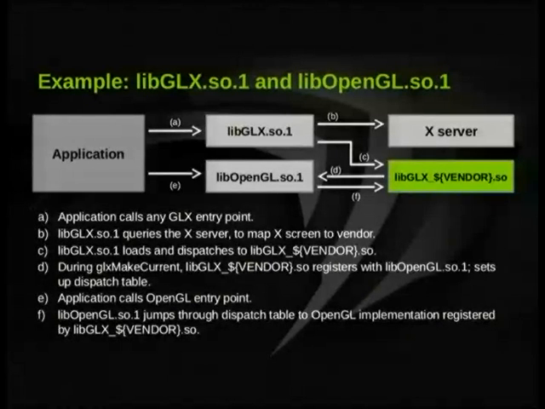Then when the application calls GLX make current, that gets passed through like any other GLX entry point. Make current gets passed through to the vendor, and then that's the point when the vendor calls back to libOpenGL to register a dispatch table. And then after that, all of the OpenGL calls get dispatched through that dispatch table.